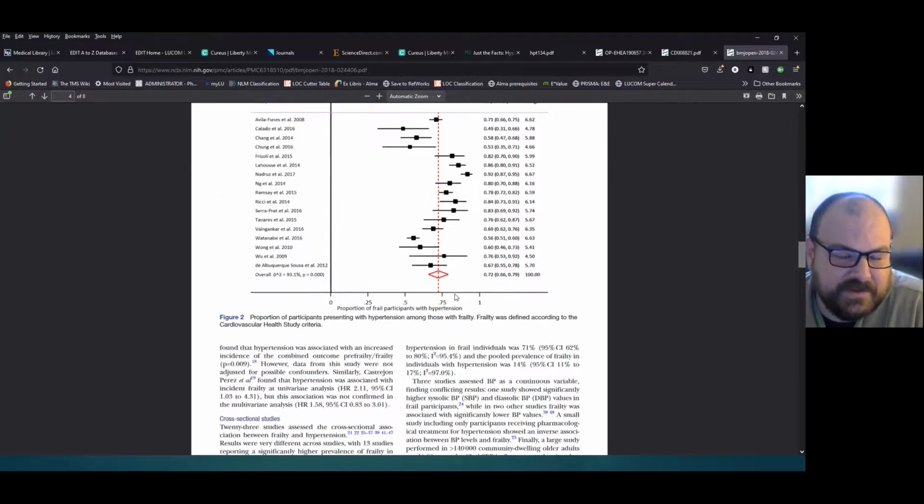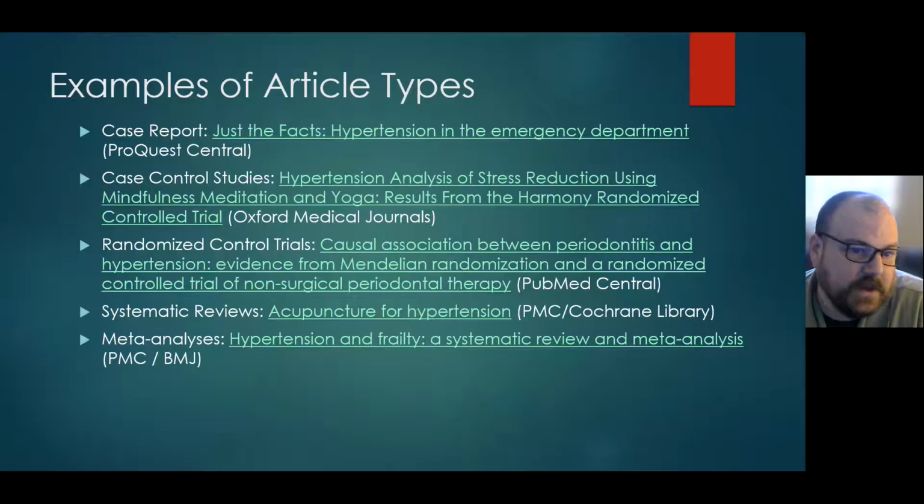So don't always depend on the title of a review article calling itself a meta-analysis, but really look for how they've treated the quantitative data in the paper. So those are the main different types of articles that you'll find and how they relate to that evidence-based medicine pyramid.